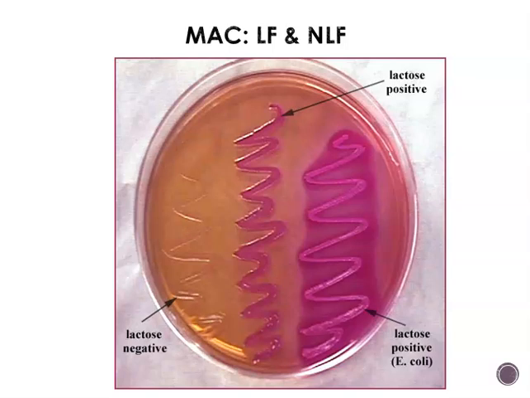Here's just an example of your MacConkey plate where you've got a non-lactose fermenter, so it has not utilized the sugar in the media, so it has remained the original color of the media. This kind of light pink is the color that the plate starts out as. Then you've got an organism in the center here that's been streaked that utilizes lactose, so it's turned dark pink.